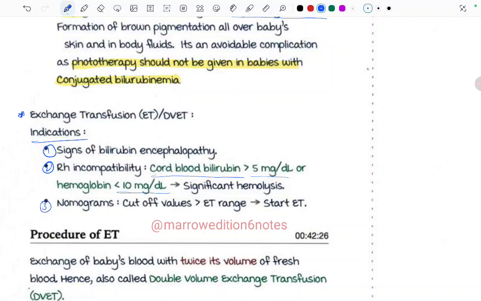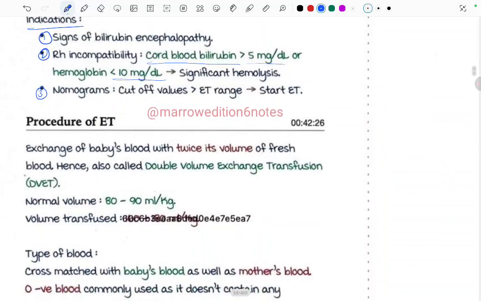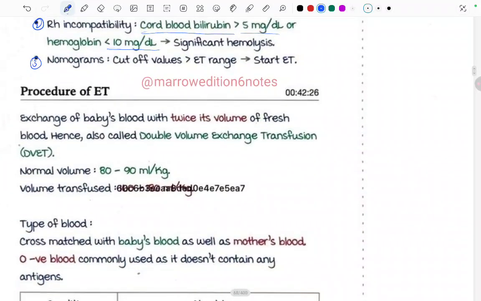Fine, there are three indications that we are reading about: bilirubin encephalopathy, cord blood bilirubin more than 5 mg per dl, or hemoglobin less than 10 mg per dl, which suggests significant hemolysis, and a nomogram cutoff value of more than the exchange transfusion range. Now, the procedure of the exchange transfusion: exchange of the baby's blood twice its volume of fresh blood, hence also called the double volume exchange transfusion.